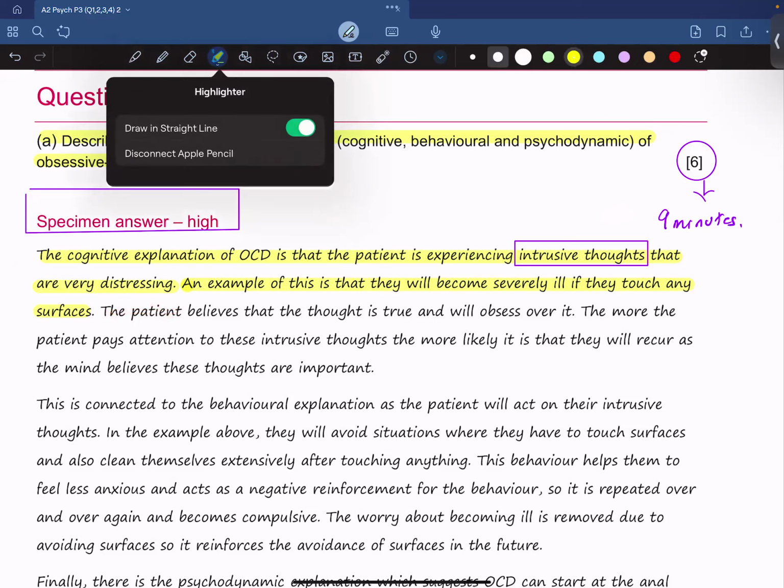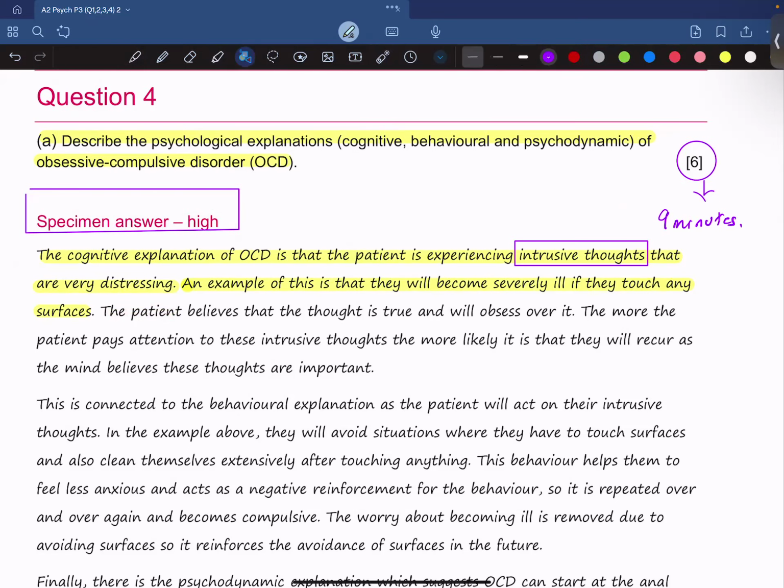The patient believes that the thought is true, and this is what makes it a cognitive explanation to begin with. The patient believes that the thought is true and will obsess over it. The more the patient pays attention to these intrusive thoughts, the more likely it is that they will recur, as the mind believes these thoughts are important. So, the recurrence that I had spoken about earlier.